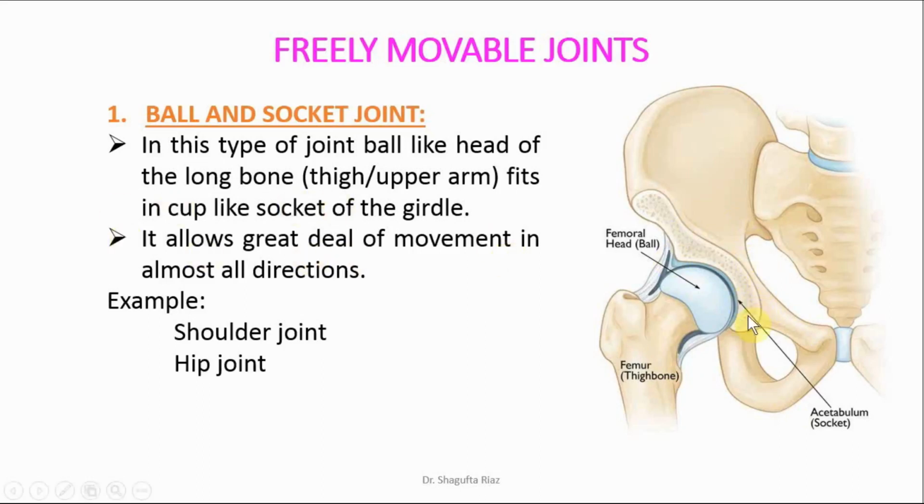This type of joint basically allows us a great deal of movement in almost all directions. You can easily move your arm in a circular direction. You can easily move your leg in a circular direction, in almost all directions. You can move your arm parallel, your leg parallel to your body. You can move it in forward, in back direction, right? The examples of the ball and socket joint are the shoulder joint and the hip joint.